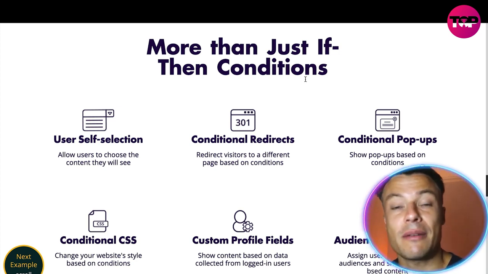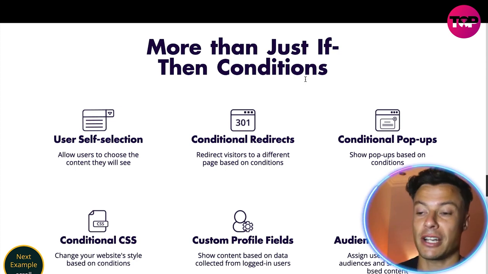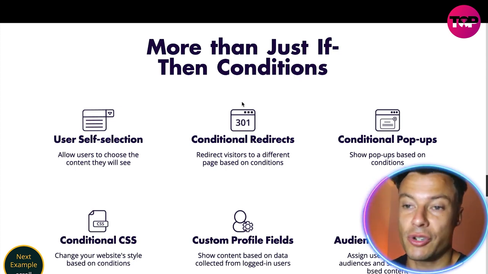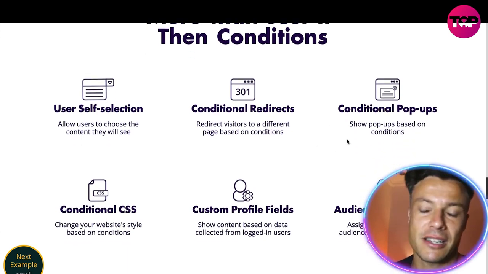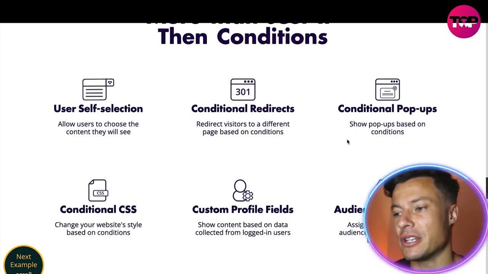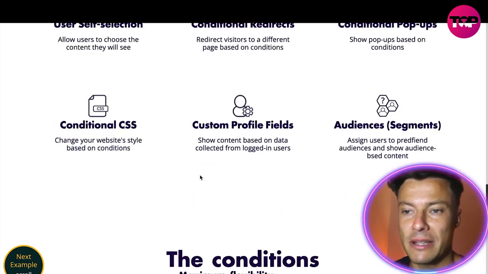You can also get them to select different things, so it allows them to see different types of content by choosing different options. There's conditional redirects, so you can redirect customers to different pages based on the conditions that they're getting through. And you can see there's conditional pop-ups, conditional CSS, so you can change your website style based on where it's coming from.